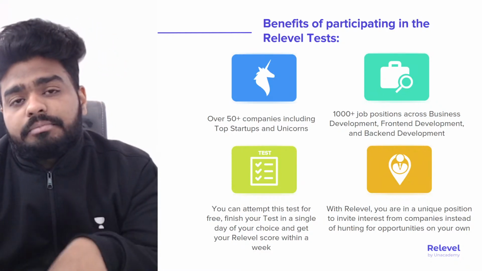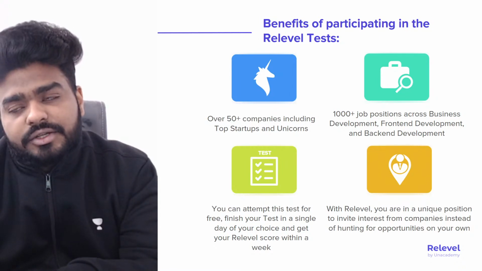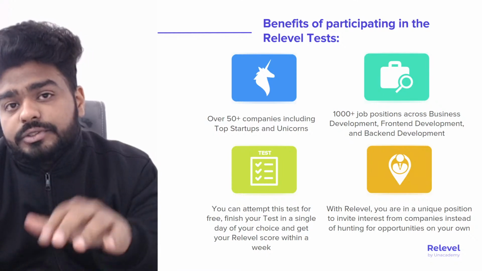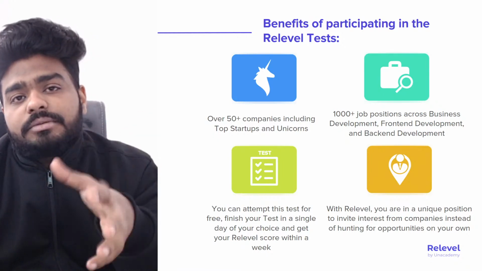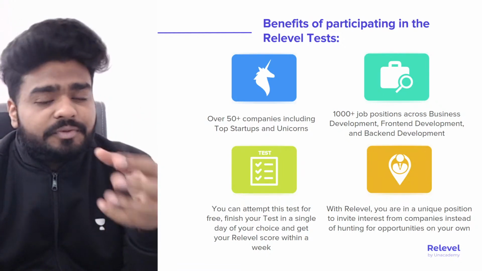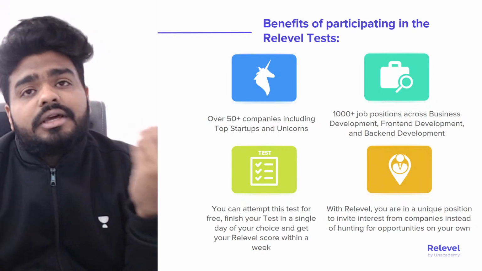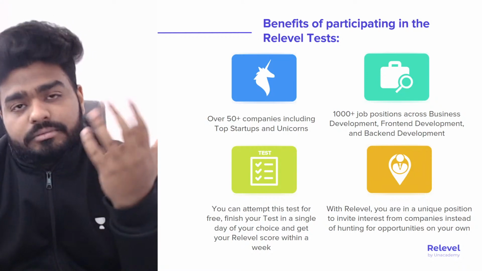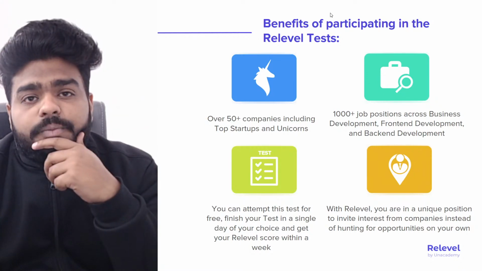Now, over 50+ companies, including top startups and unicorns, are there with us, and you can attempt a particular level test, which is of 1,000 marks. If you score above 700, you'll be eligible for a profile, which we'll create for you, and this profile will be shared with all the 100+ companies, and you will get interviewed and hired on the basis of that, right? So that's a very good thing.